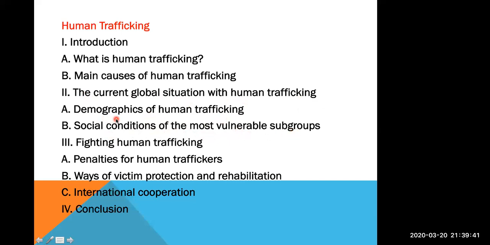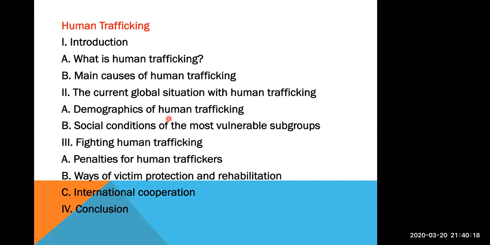So the researcher tries to tell us something about this global phenomenon, how the world bodies try to figure out what human trafficking means to them by, for example, making wide surveys of demographics of human trafficking, and also studying the social conditions of this. So the researcher here in this case goes globally, right, to talk about this issue.